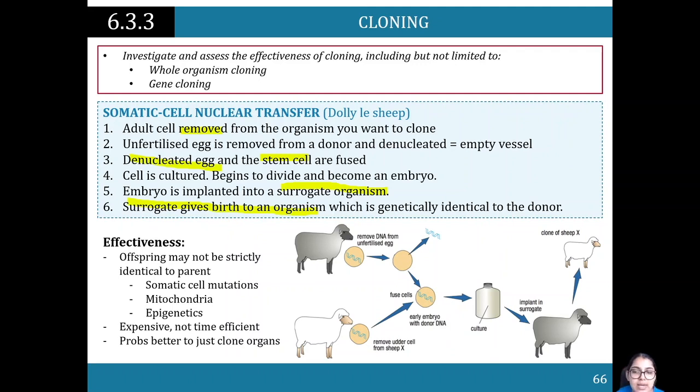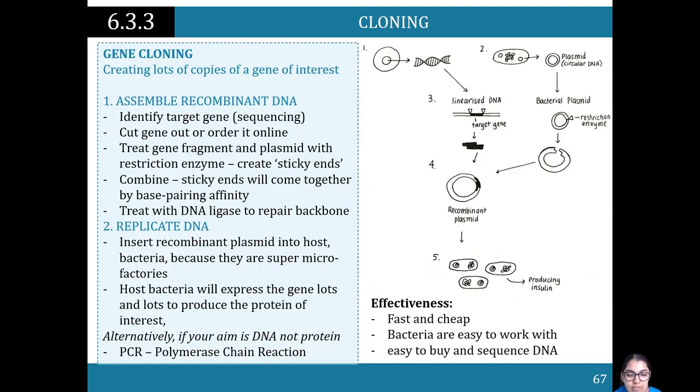Regarding effectiveness, offspring may not be strictly identical to the parent. There can be somatic mutations in the offspring. There can be mitochondrial mutations as well, remember, because the mitochondria have their own genetic information, and epigenetics is also part of it. It is an expensive process and not time efficient, and it is better to just clone the organs of an animal rather than to clone the whole organism itself.